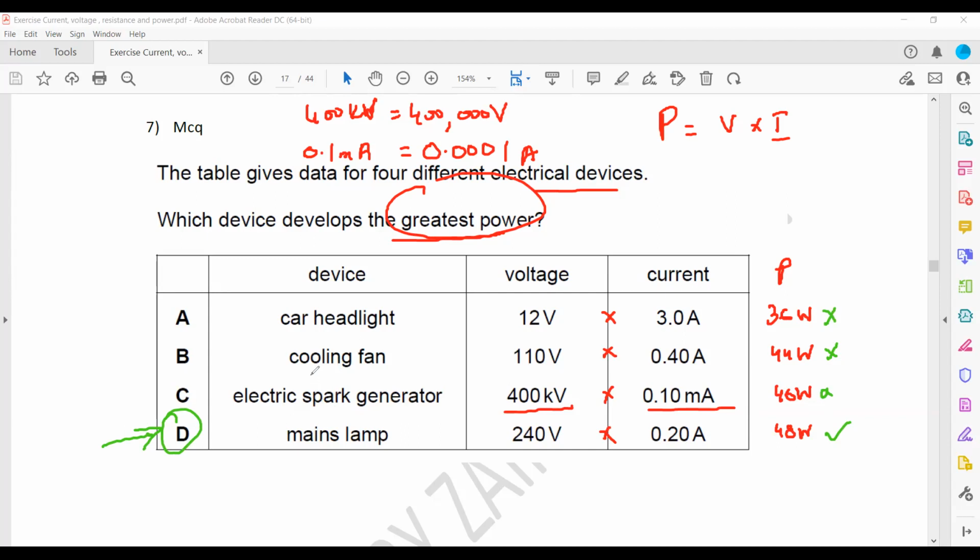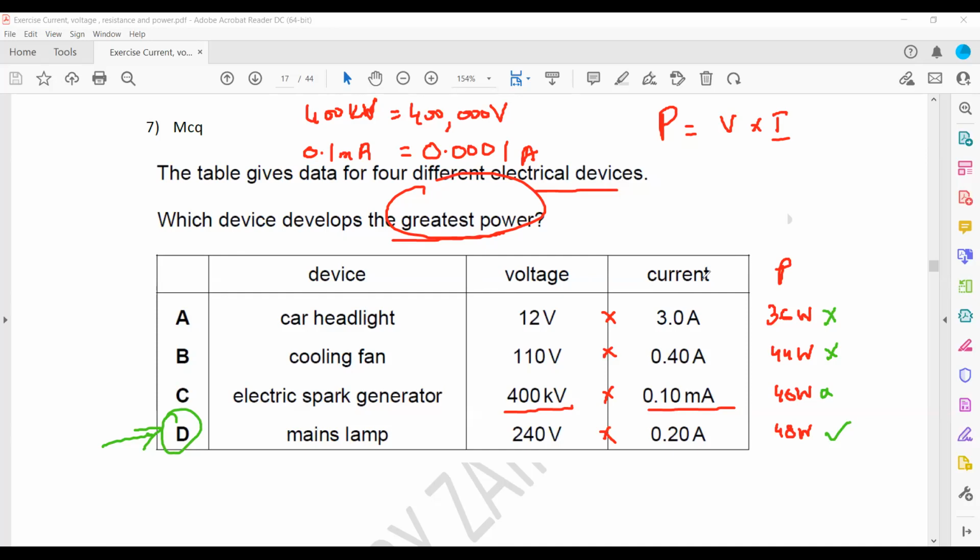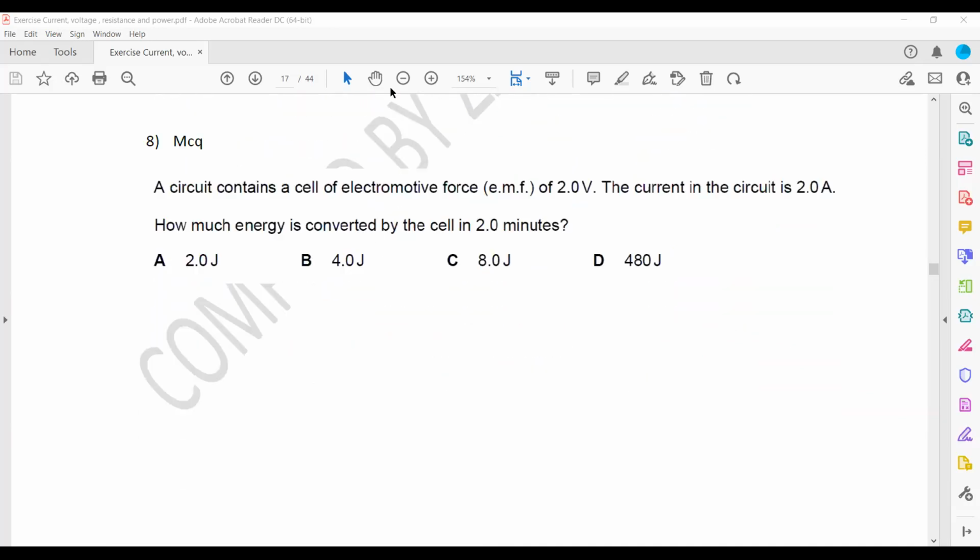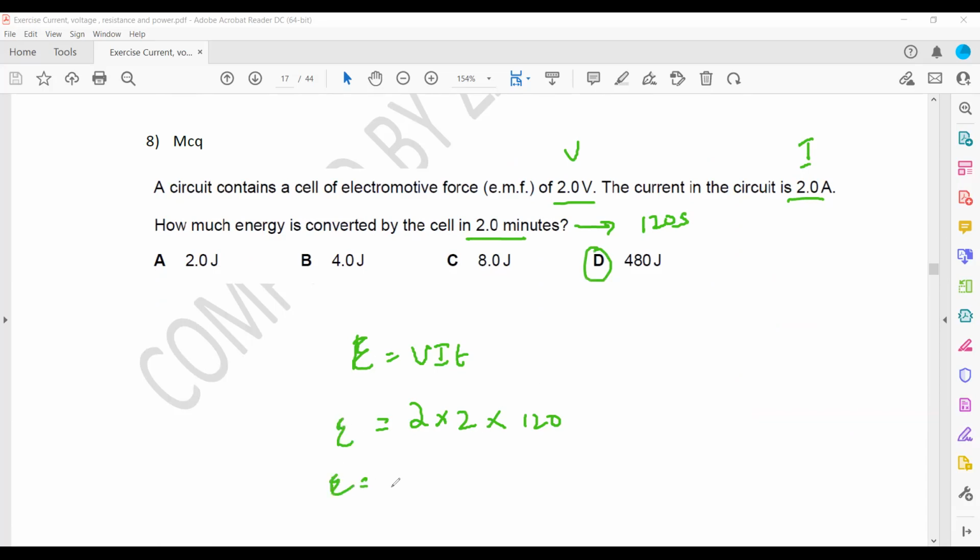Is it clear? Question 7. Then in question 8, a circuit contains a cell which is having a voltage. This is the voltage of a cell. The current is given and the time is 2 minutes, so it should be in second. So mostly in questions they give time in minutes, you have to convert into second. So energy is a product of voltage, current and time. So 2 multiplied by 2 multiplied by 120. So 2 multiplied by 2 is 4 and 4 multiplied by 120, that is 480 joules. So D should be the right answer.